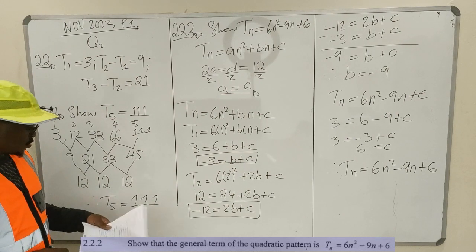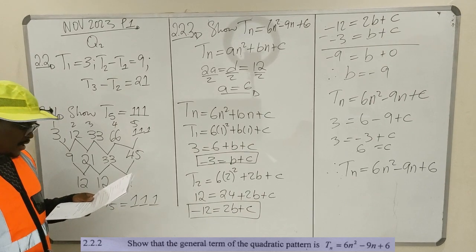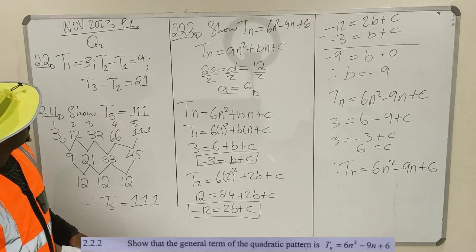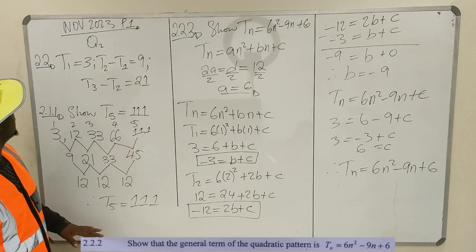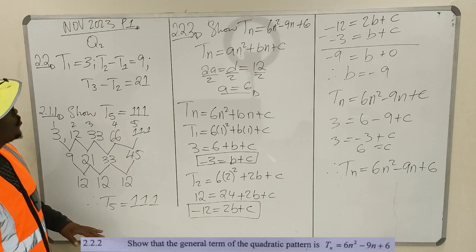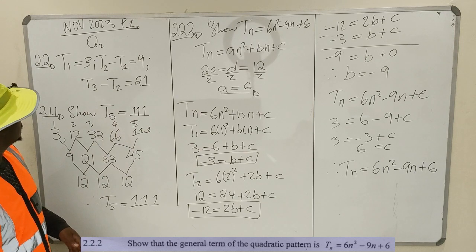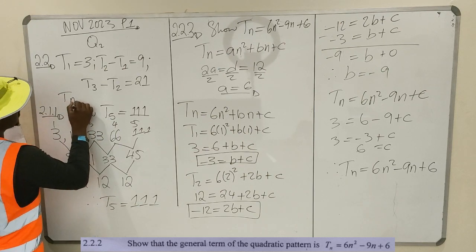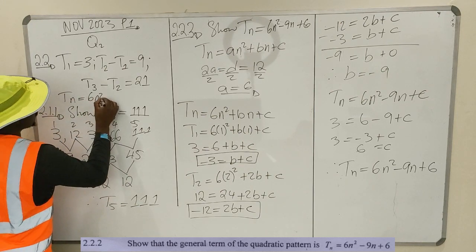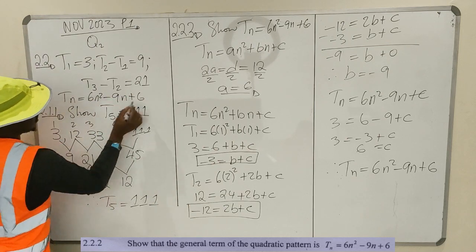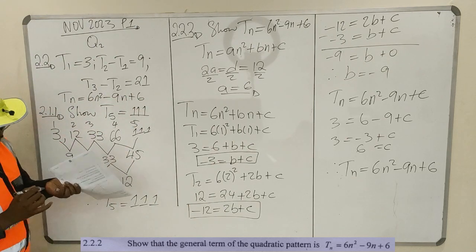So we go to the next question, 2.3. So for this one, I'll clean the board again so that we have all the space that we might need. So we have found that Tn is equal to 6n squared, right? Minus 9n plus 6. This is what we have. So let's clean.